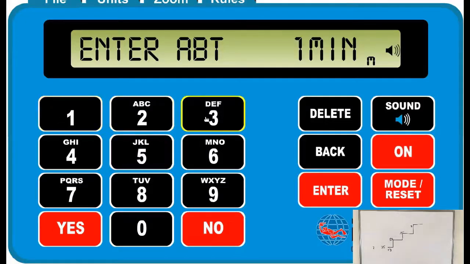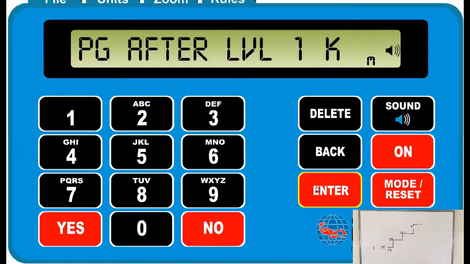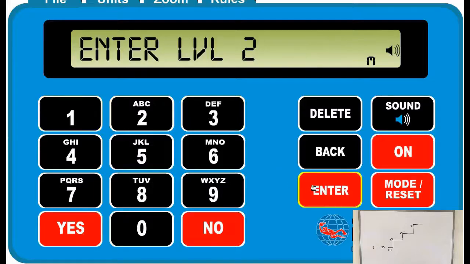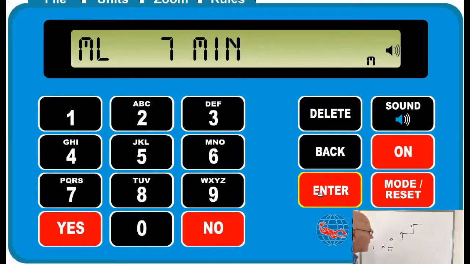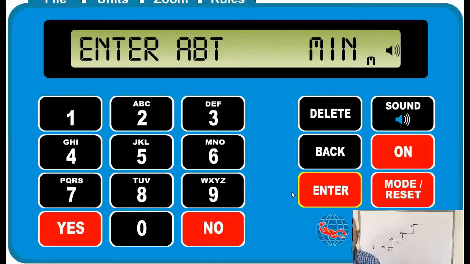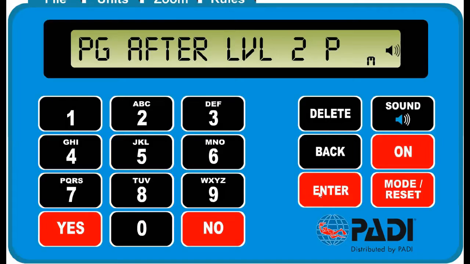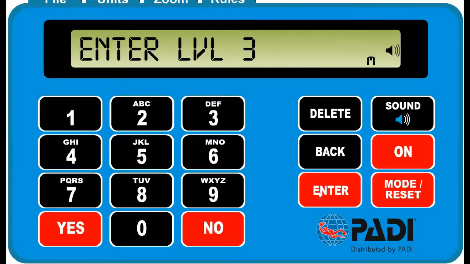And then the next level, 13. The next level is 24 metres, so we just plumb that in. Click enter. It says we can stay there for 7 minutes, so we will. Enter level 3, 15.